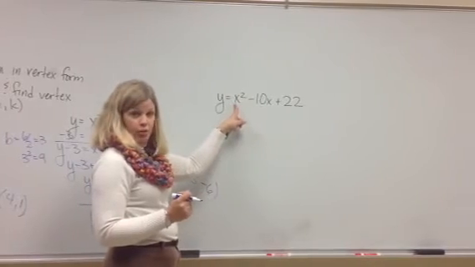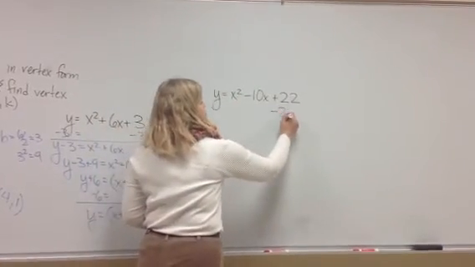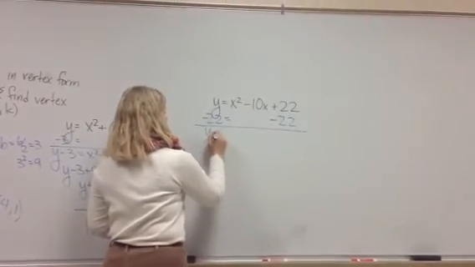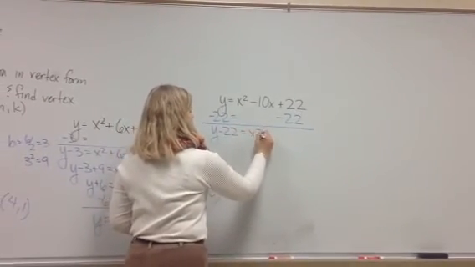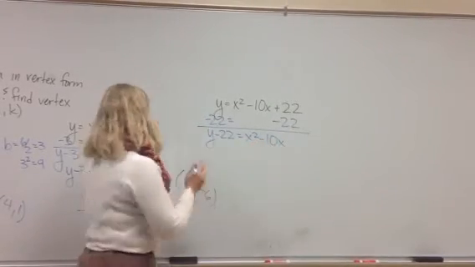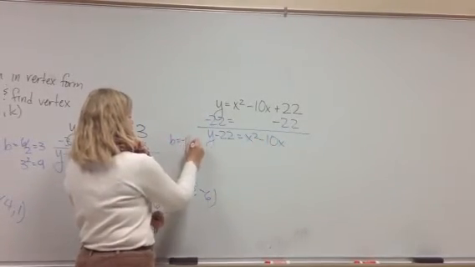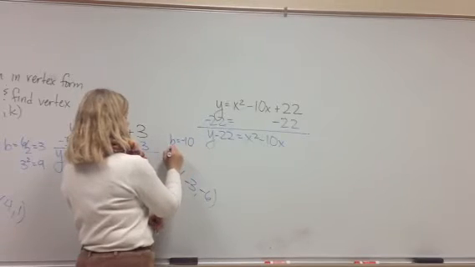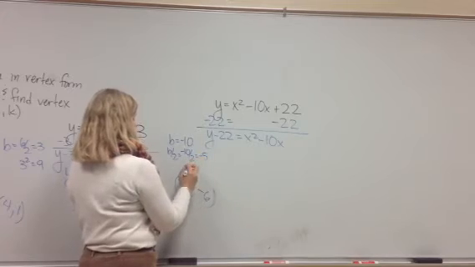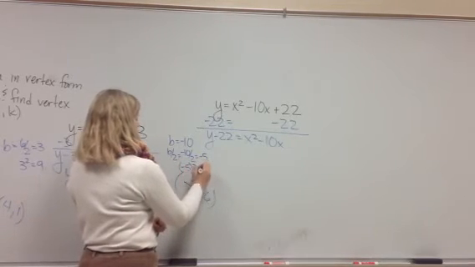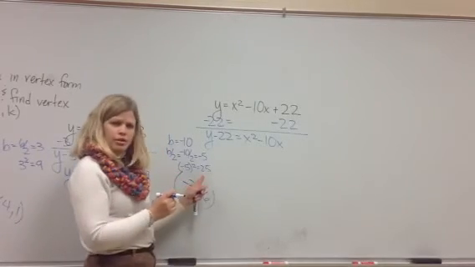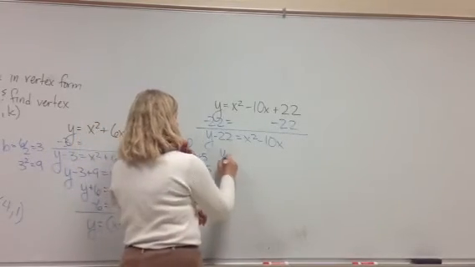Okay, notice our a is 1. We're going to subtract our 22 from each side. You get y minus 22. And then what's our next step? Oh yeah, mess with your b. So b is negative 10. b divided by 2 is going to be negative 5. And if you square that, you get 25. Kind of a bigger number, but that's okay. What do you do with this? Oh yeah, add it to both sides.